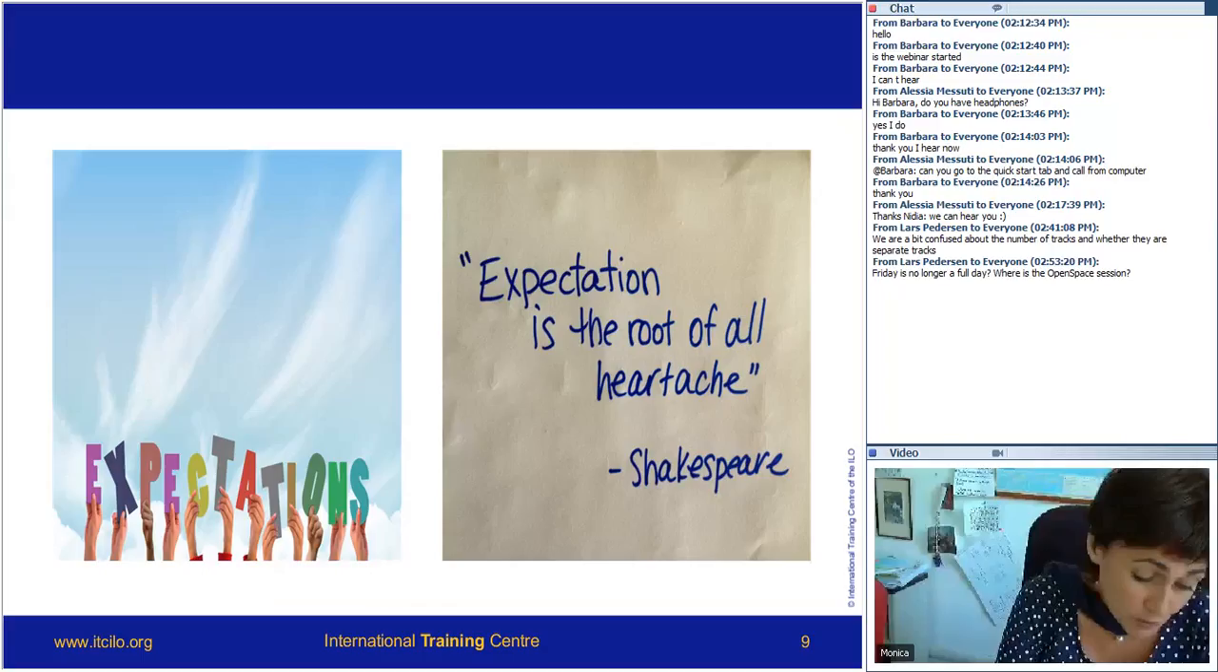So we heard already some of your expectations in the introduction round. Our philosophy is always making sure that the expectations are shared in advance, because if you share them on the first day of our TOT forum, it's way too late, and then it would turn into a Shakespearean theme. Expectation is the root of all heartache, is mentioned here.